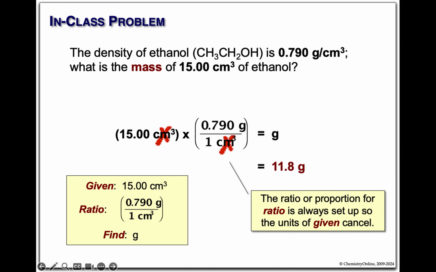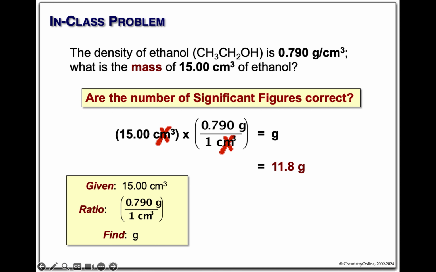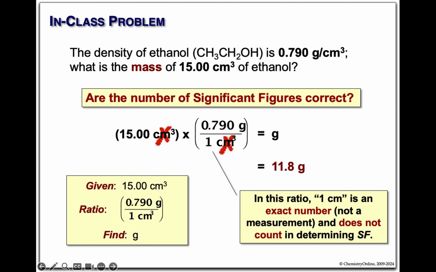But what about the 1? The 1, it turns out, is called an exact number. It's not a measurement. It's a definition. 1 cubic centimeter is 1 centimeter per side in a cube. Definition. An exact number does not count for significant figures. So yeah, we're good. Three significant figures in our answer.